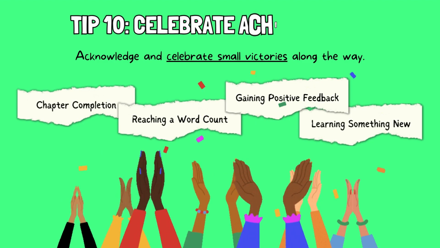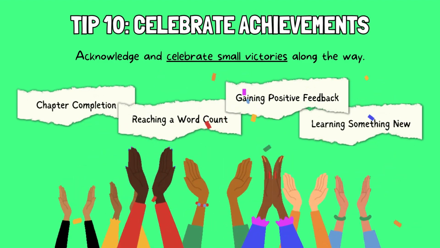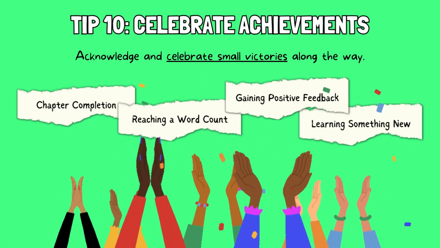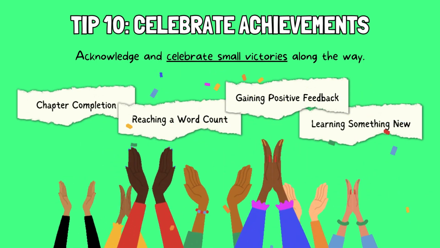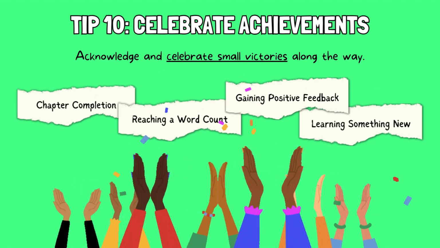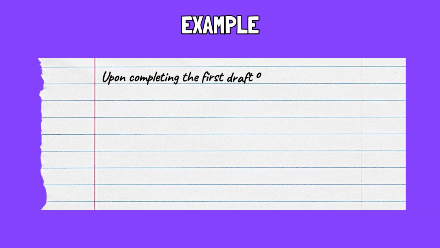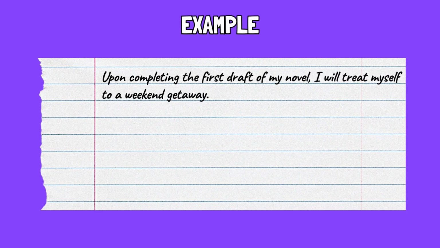Tip 10. Celebrate achievements. Acknowledge and celebrate small victories along the way. Whether it's completing a challenging chapter or reaching a word count milestone, recognizing your progress keeps you motivated. For example, upon completing the first draft of my novel, I will treat myself to a weekend getaway. Celebrating achievements, no matter how small, will keep me motivated and acknowledge my hard work.